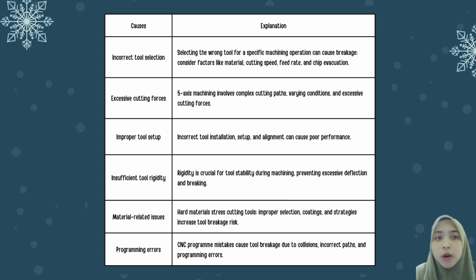Second, excessive cutting force. 5-axis machining involves complex cutting paths, varying conditions, and excessive cutting force. Third, improper tool setup. Incorrect tool installation, setup, and alignment can cause poor performance. Fourth is insufficient tool rigidity. Rigidity is crucial for tool stability during machining, preventing excessive deflection and breaking. Fifth is material-related issues. Hard materials stress the cutting tool, and improper selection, coating, and strategies increase tool breakage risk. The last one is programming error. CNC program mistakes cause tool breakage due to collision, incorrect paths, and programming errors.